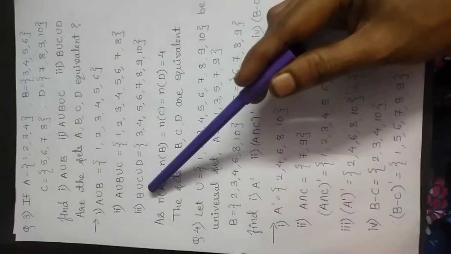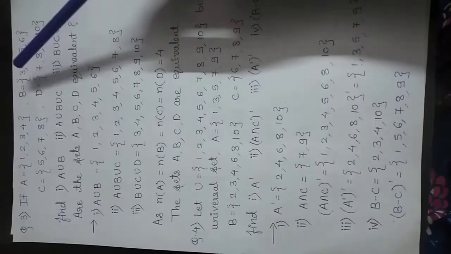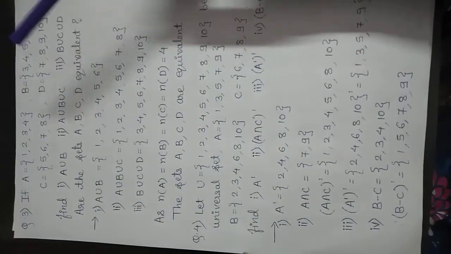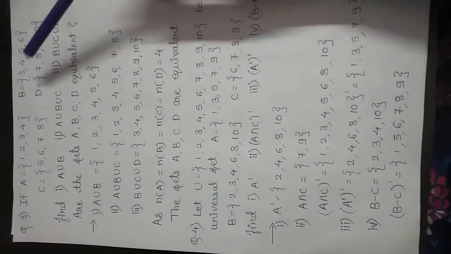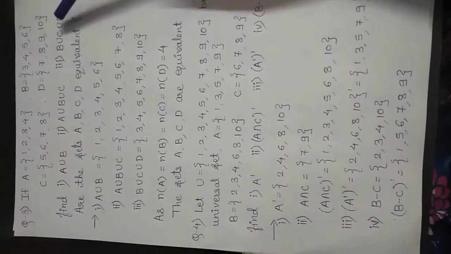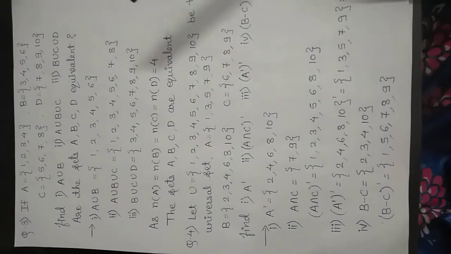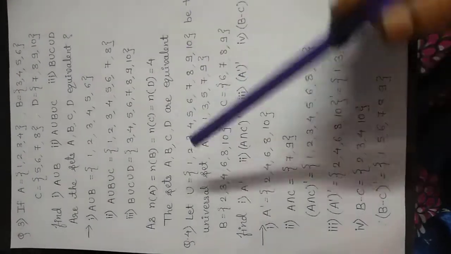Now for the third one, we require B union C union D. So from these sets B, C and D, we are going to write all the elements. So 3, 4, 5, 6, 7, 8, 9, 10. Here also we will not consider the repetition of numbers, we will write them only once.